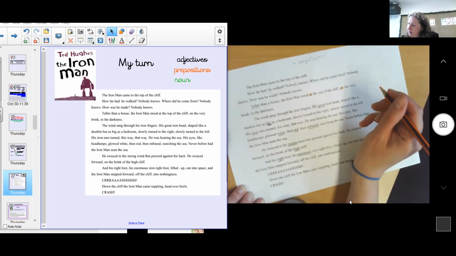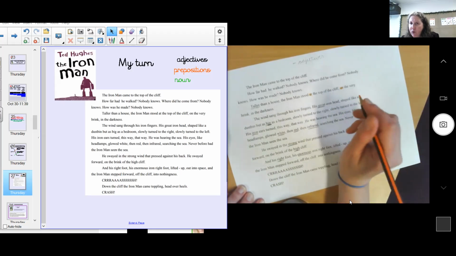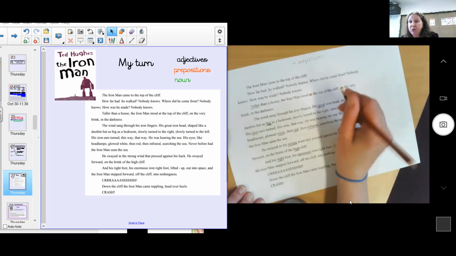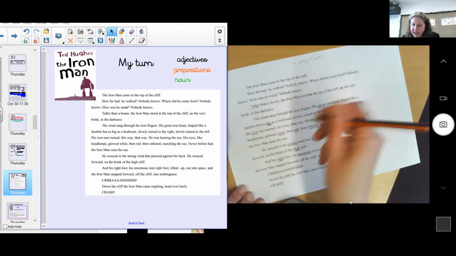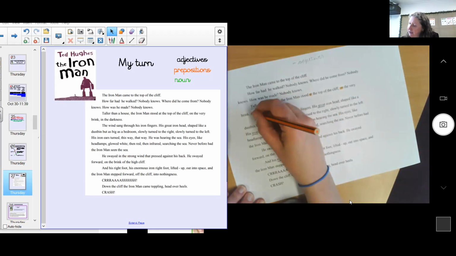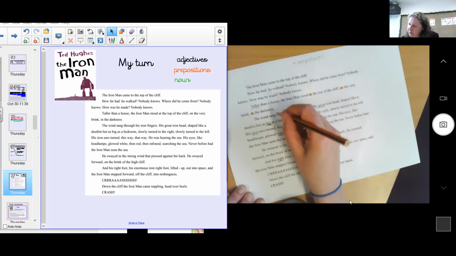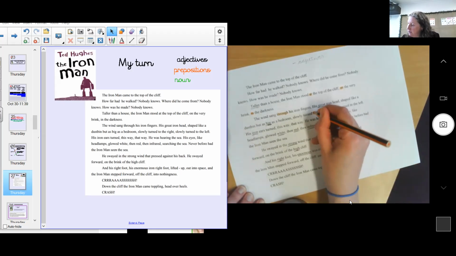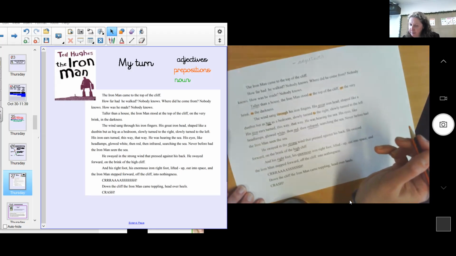I have got a preposition sheet for you that I will print off so that you can use that in order to identify these. So in the darkness, I know that that's telling me where it is in relation to something else. Through, slowly turned to, so it's telling us where it turned.